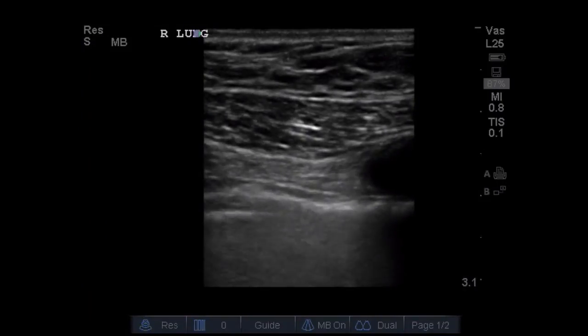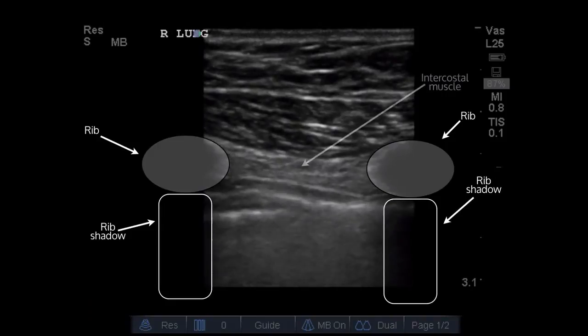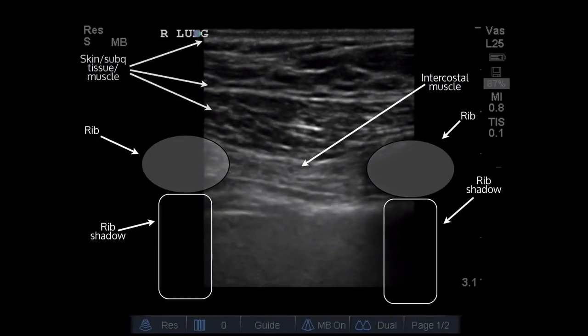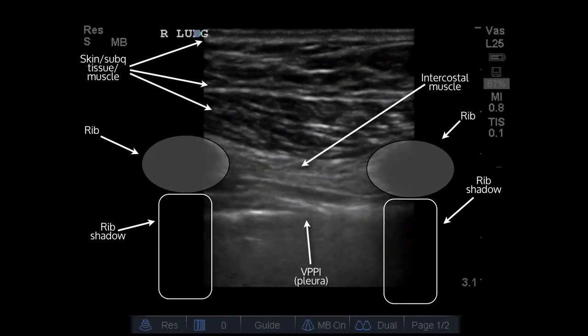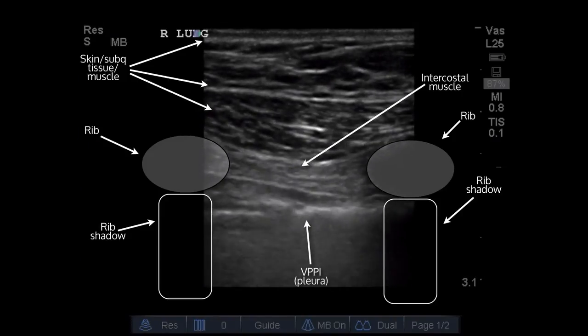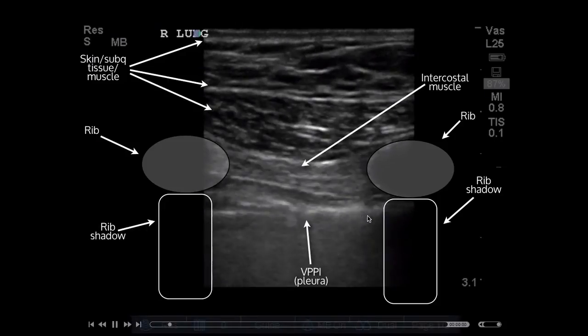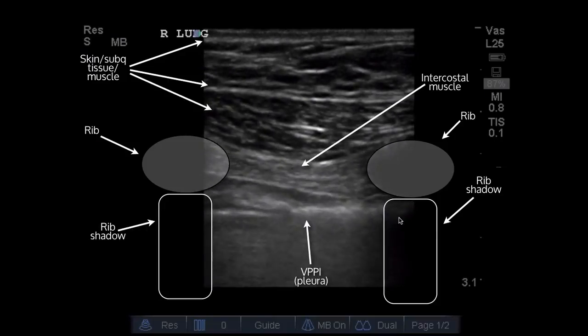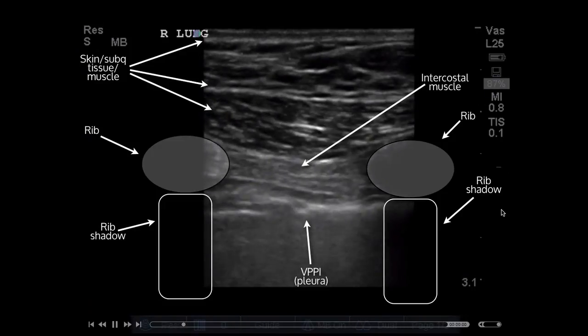This is the image that you should be seeing. We have our ribs right here in cross-section. We have our rib shadows underneath. We have our intercostal muscle in between, our skin, subcutaneous tissue, and muscle above, and this line right here. This is the pleural line, or the VPPI, which stands for visceral parietal pleural interface. This white line is always going to be there, but what you're trying to see is if there is relative motion between the 2 pleura in the form of lung sliding.